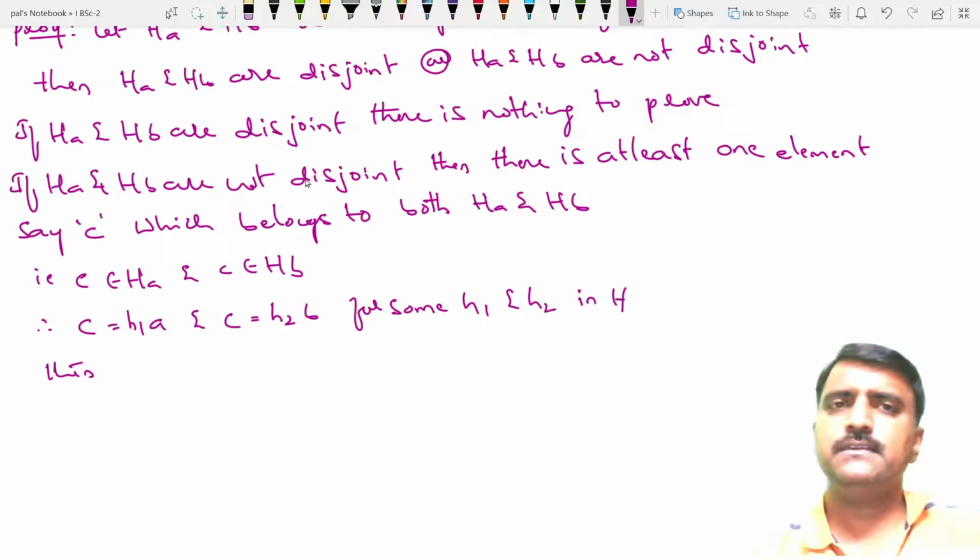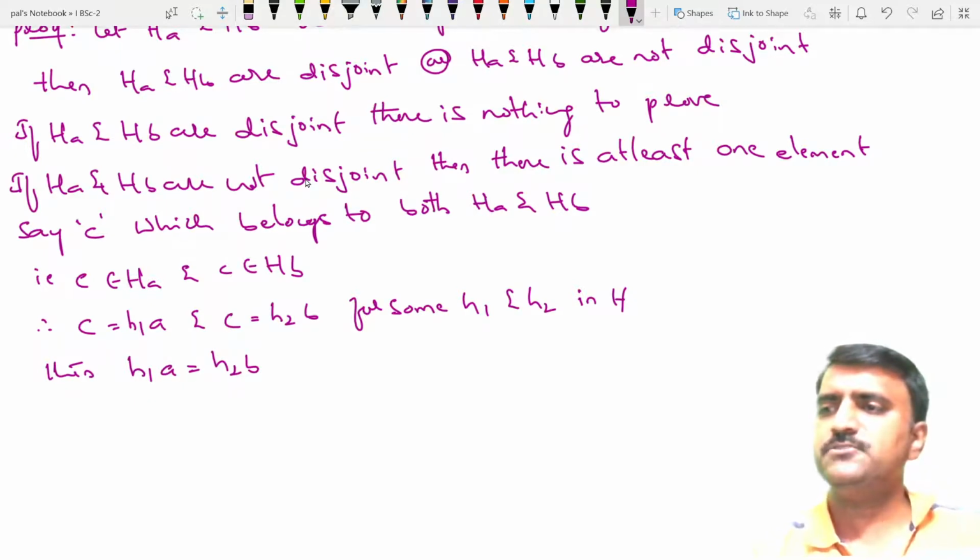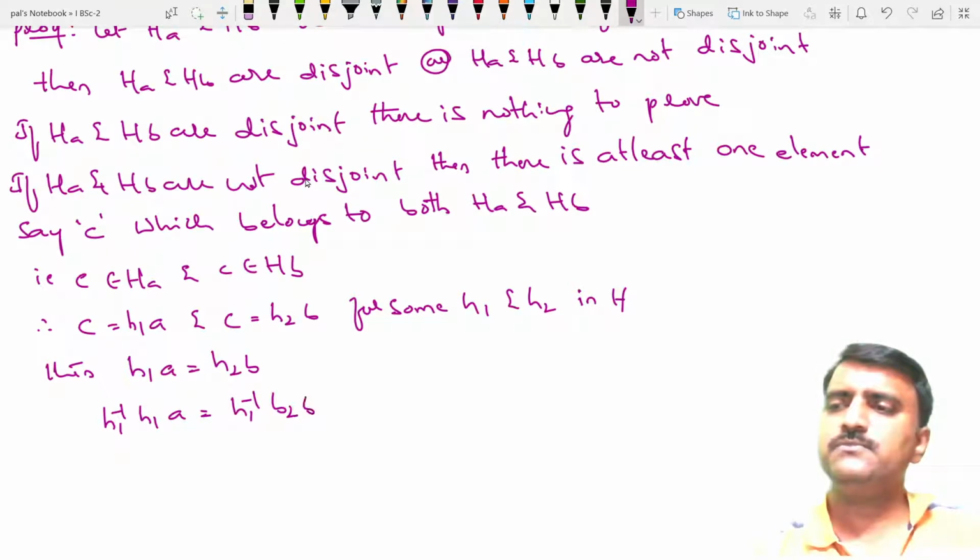This is C and this is also C, so you can equate them. So that is H1A is equal to H2B. If you operate H1 inverse on both sides, H1 inverse into H1A is equal to H1 inverse into H2B. So then what happens? Here this is H1 inverse into H1A, equal to H1 inverse into H2B.